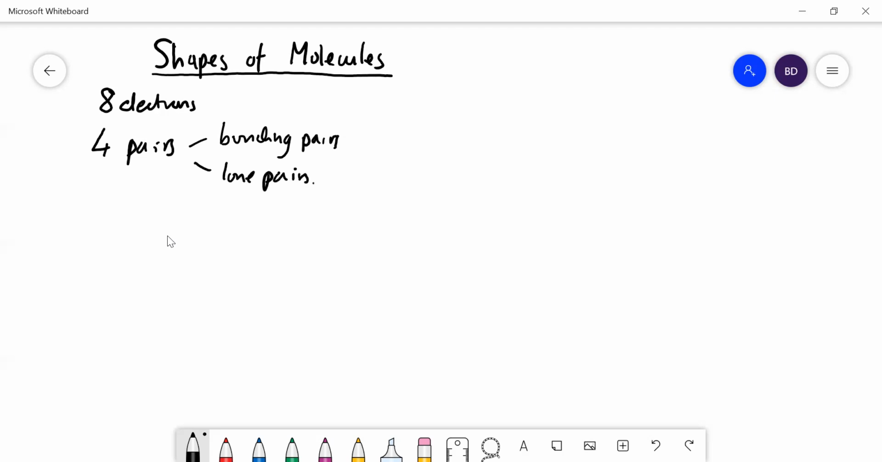So let's have a think about methane. Now, when you're doing this topic, I think it's always important to draw a dot cross diagram, and if it's an exam, just draw it in the margin and cross it out or something, just so you don't forget about electrons. Let's think about methane.